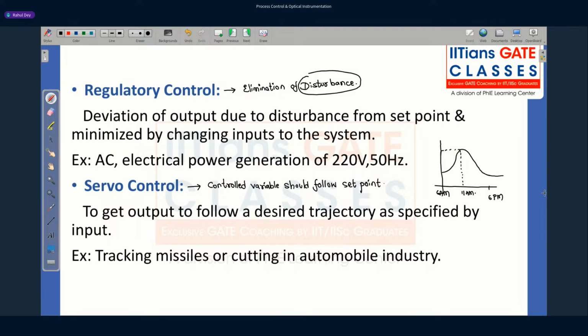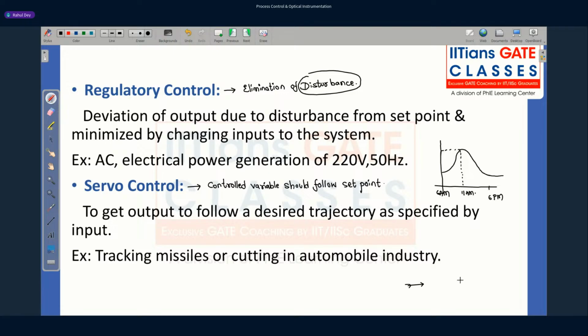So this is what we mean by regulatory control, that my controller should be able to eradicate the disturbance from the system. Now, what is a servo control? In servo control, my controlled variable should be able to follow the set point. As you have seen in missiles.